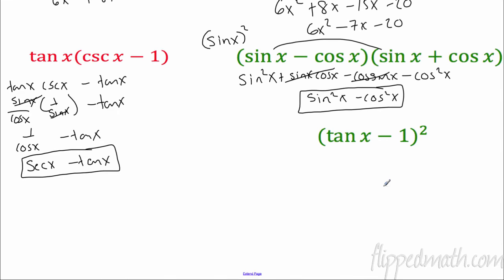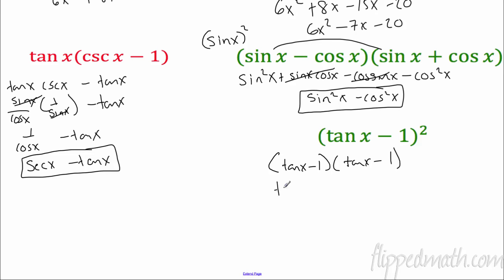Scoot down a little bit here. Tangent x minus 1 squared. Maybe remember right now that that's the difference of squares, and you know exactly how to get to that formula, or excuse me, not difference of squares. Perfect square trinomial. Maybe you can get to that right now. But if you can't, just remember that it's tan x minus 1 times tangent x minus 1.